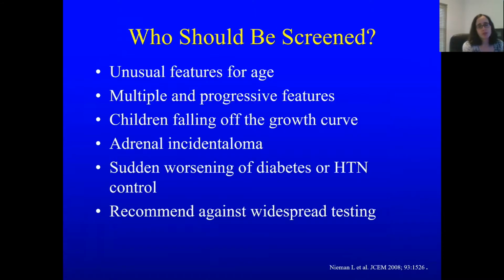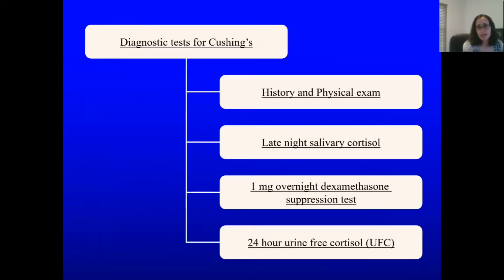Who should be screened for Cushing's? Patients who have unusual features for their age, if they have multiple and progressive features. We don't treat kids, but children falling off the growth curve. Anyone with an adrenal incidentaloma should be screened for Cushing's. People who have sudden worsening of diabetes or hypertensive control. We do recommend against widespread testing. It's not cost effective.